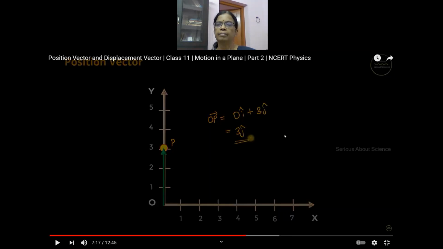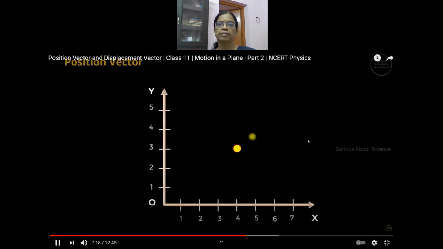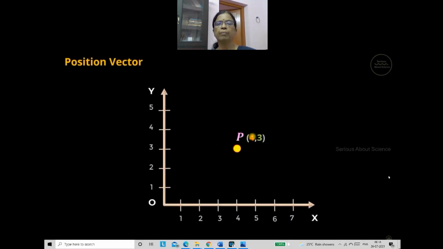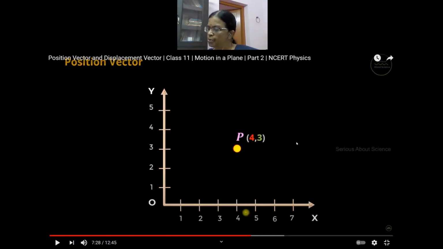Now next, consider the position of a particle at this point. This point is given by (4, 3). It is 4 units along the x-axis and 3 units along the y-axis. So if we join this vector OP, how will you represent that vector?